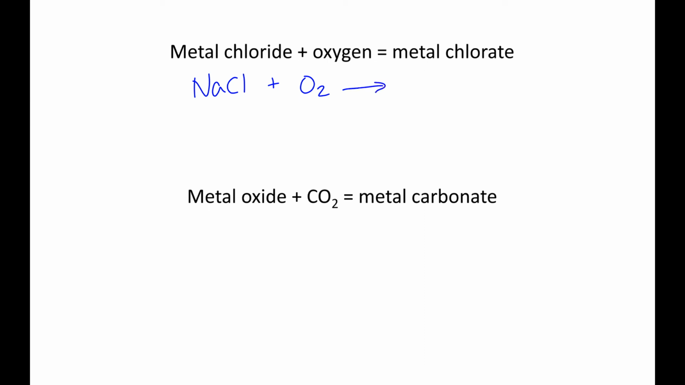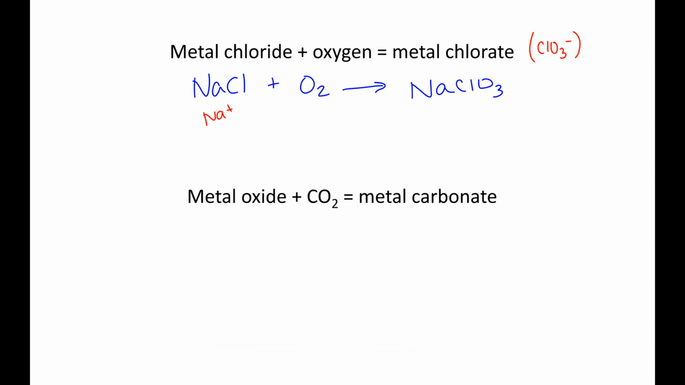Now your product is going to be a metal chlorate. So you need to look at your polyatomic ion list. And chlorate is ClO3 with a minus charge. So our metal happens to be sodium, which is a plus. Okay, so this is Na has a +1 charge. Chlorate has a -1 charge. So it's pretty easy. Our answer, or our product, is going to be NaClO3.